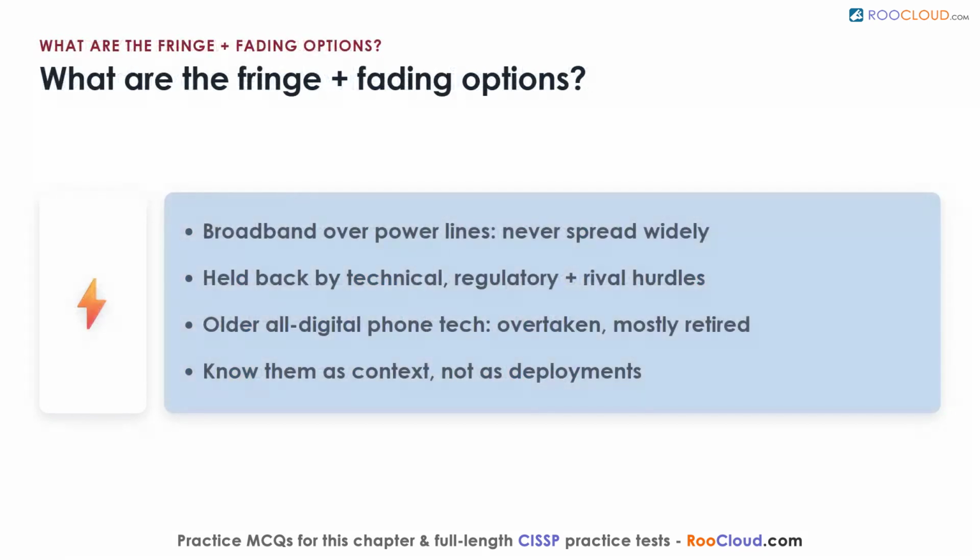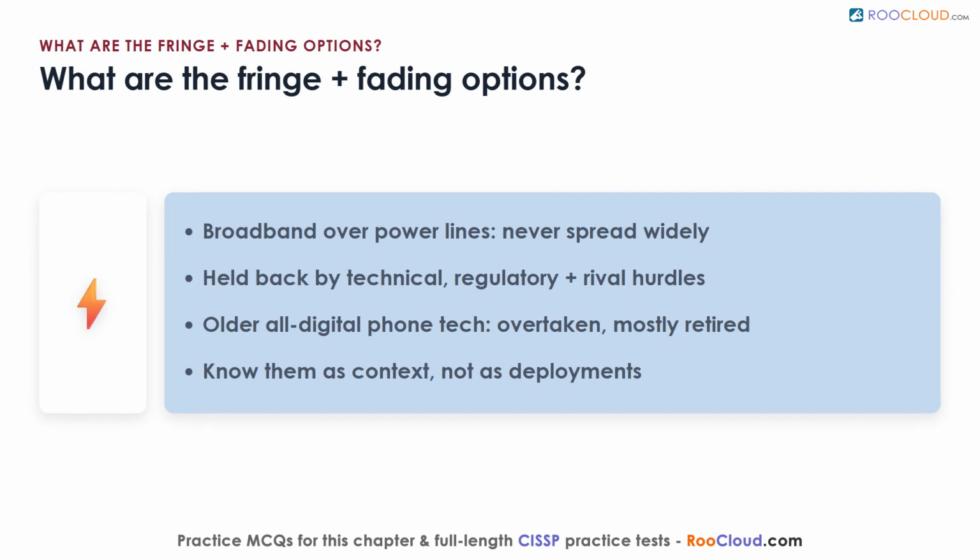What are the fringe and fading options worth knowing? A couple round out the picture. Broadband over power lines pushes high-speed data along existing electrical wiring, an intriguing idea that never spread widely, held back by technical hurdles, regulation, and stronger rivals like cable and fiber. And an older all-digital phone line technology was once meant to replace the traditional phone network, but cable, digital subscriber line, and fiber overtook it. So most of its service has been retired. Know these as context.